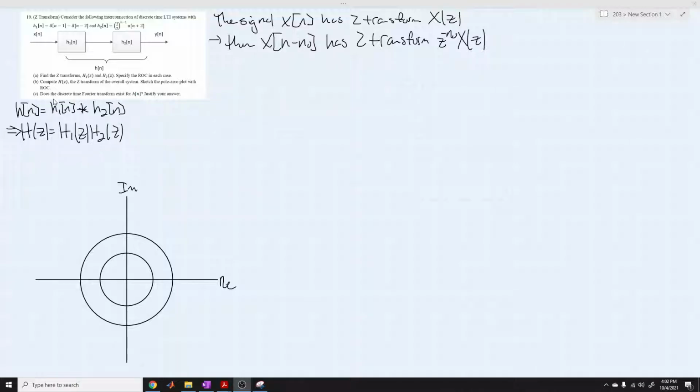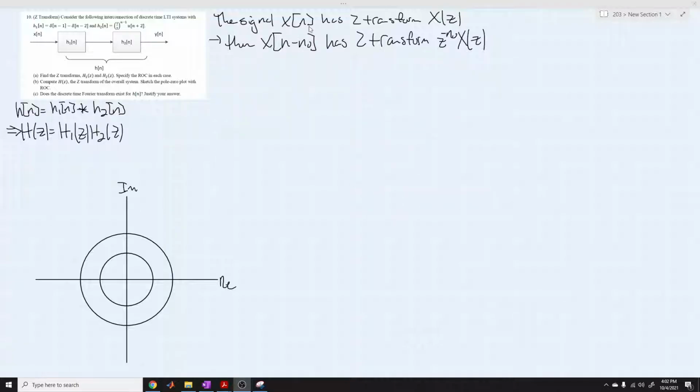Now, h[n] is a series connection of two systems, h1 and h2. So we know that's convolution in the time domain, and that corresponds in the Z domain to big H(z) equaling H1(z) times H2(z). And I have a little note here.